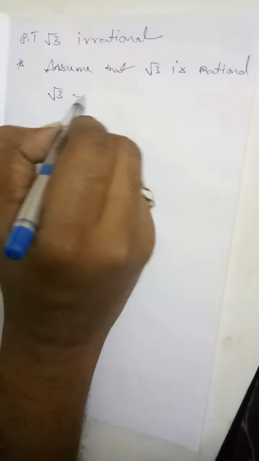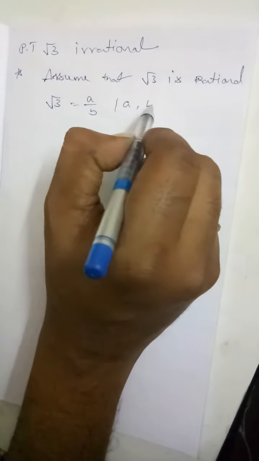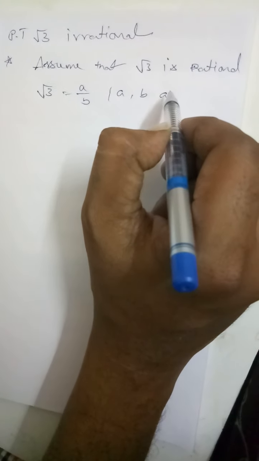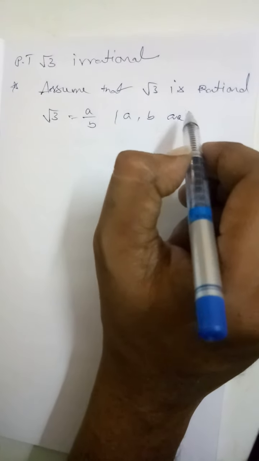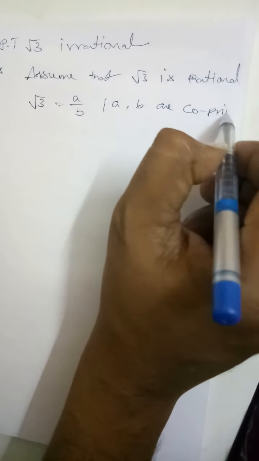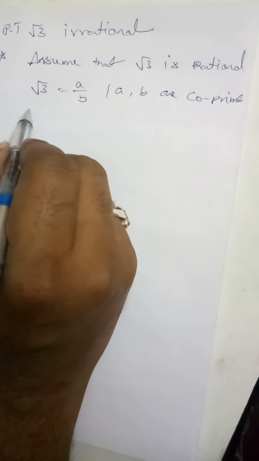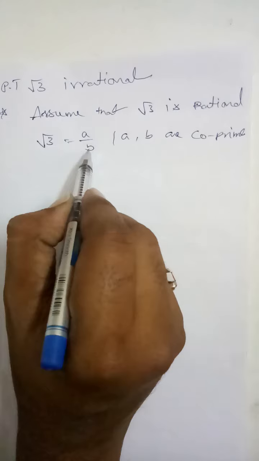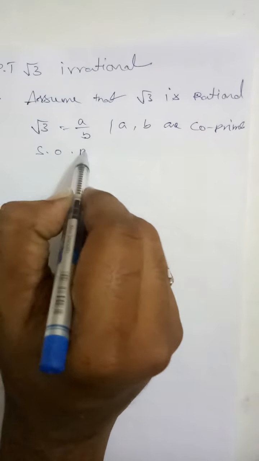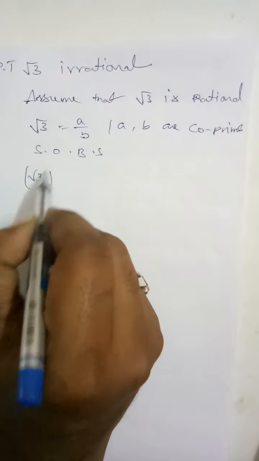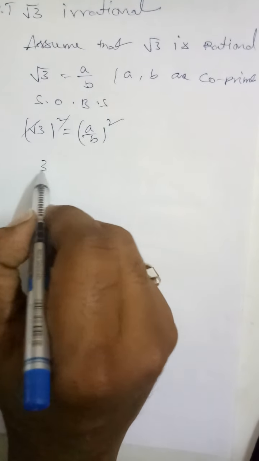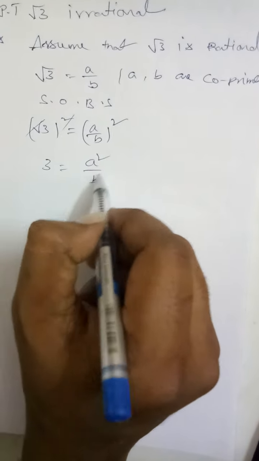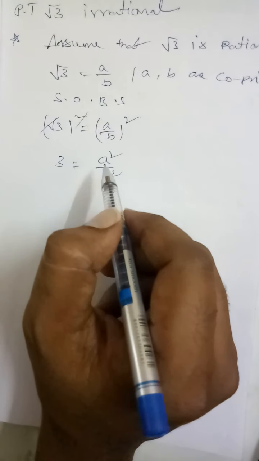Every rational number is in the form a by b, where a, b are co-prime. Okay, squaring on both sides. So root 3 whole square is equal to a by b whole square. Square root cancels. 3 is equal to a square by b square.